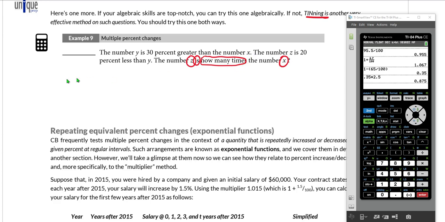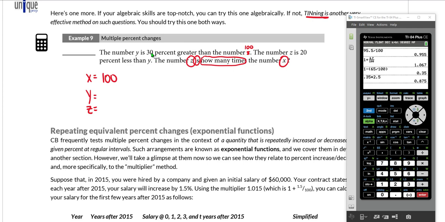What we are going to do is we are going to list our variables. We have an x, we have a y, and we have a z. So I'm just going to make a nice, neat, orderly variable list here. I'm going to throw in 100 for x. Why am I going to do that? Because it's going to make attacking this first phrase really simple. 30% greater than 100 is just 130.